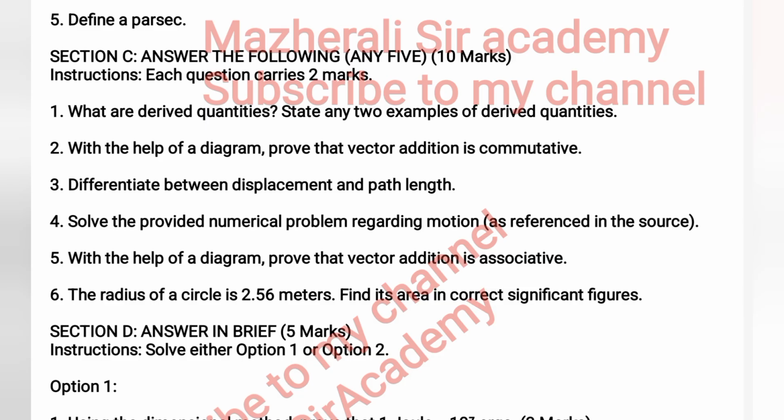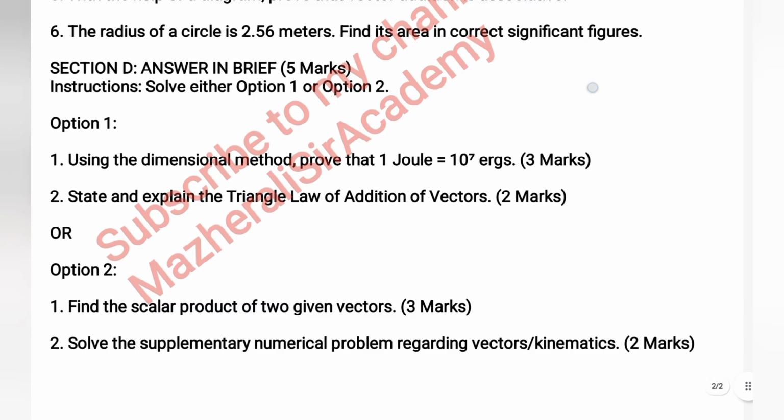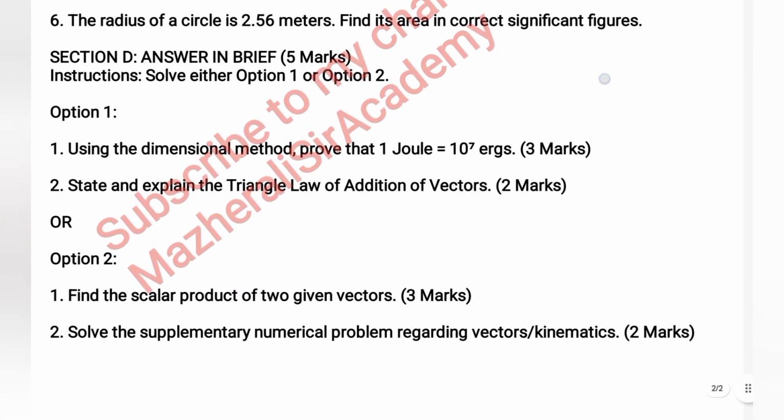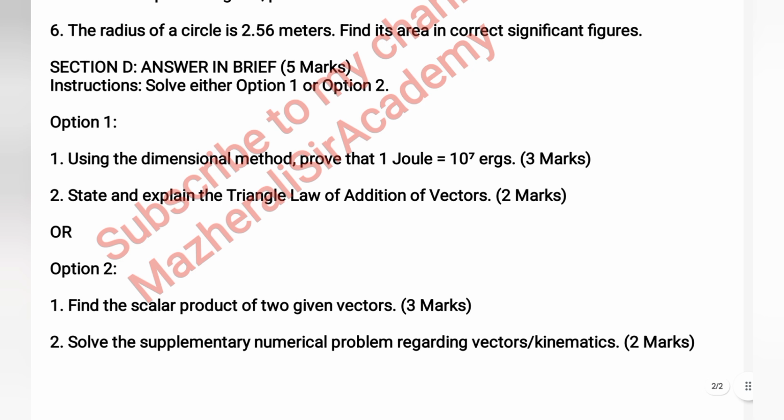Section D. Answer in brief. 5 marks. Instructions. Solve either option 1 or option 2. Option 1. 1. Using the dimensional method, prove that 1 joule equals 10 to the power of 7 ergs. 3 marks. 2. State and explain the triangle law of addition of vectors. 2 marks.